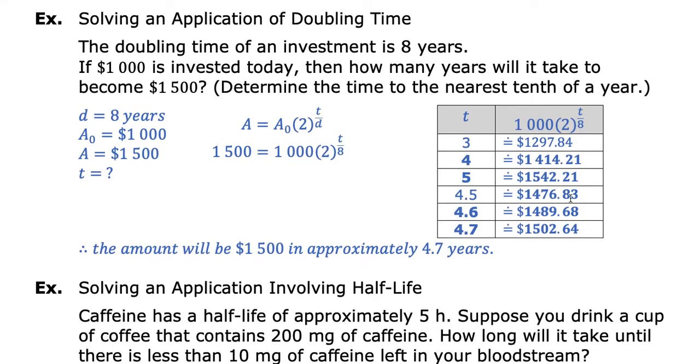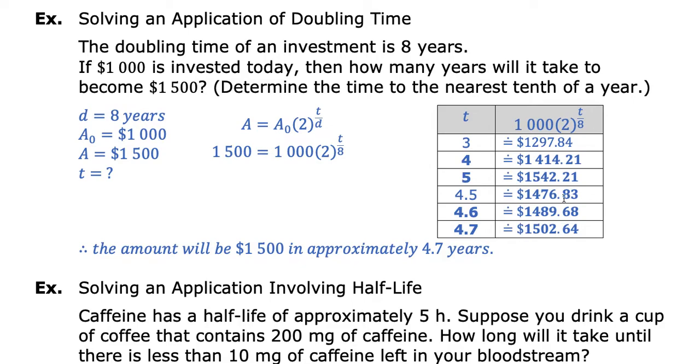Solving an application of doubling time. The doubling time of an investment is 8 years. If $1,000 is invested today, then how many years will it take to become $1,500? Determine the time to the nearest tenth of a year. So we're going to apply the GUESS method for gathering our information.